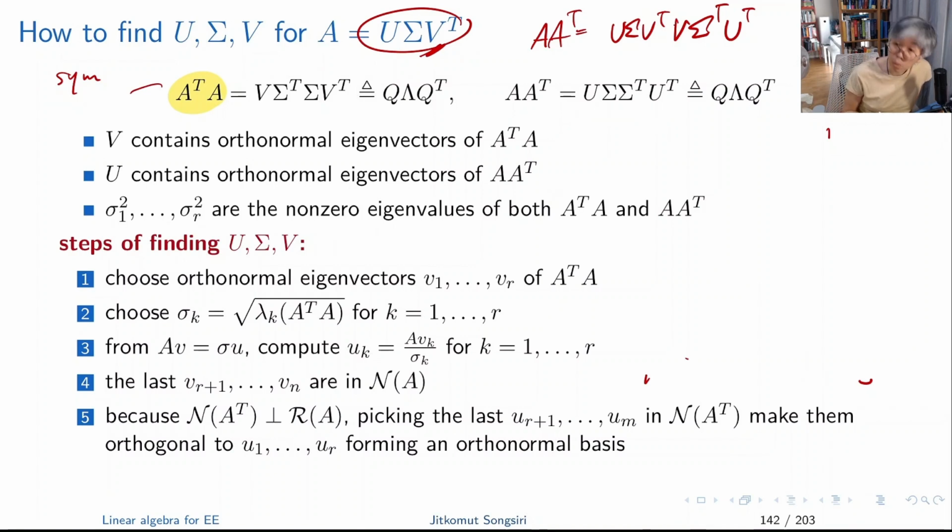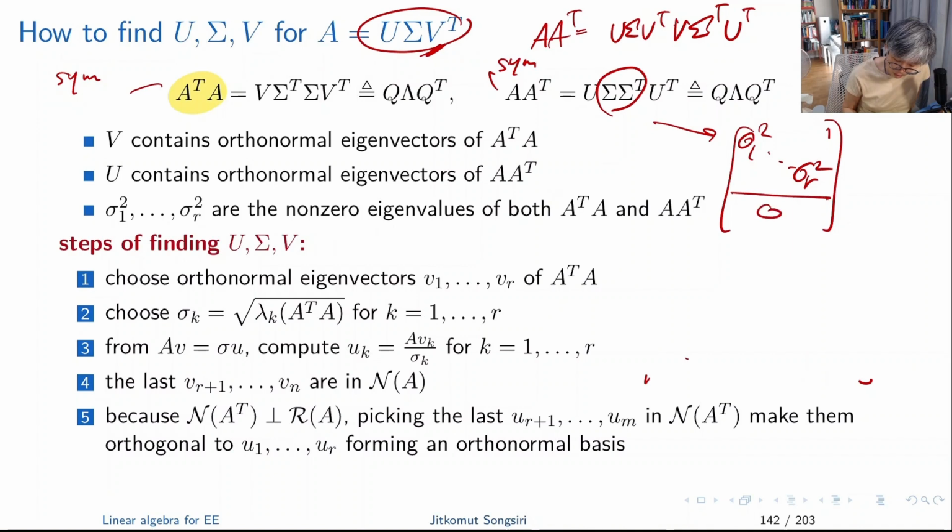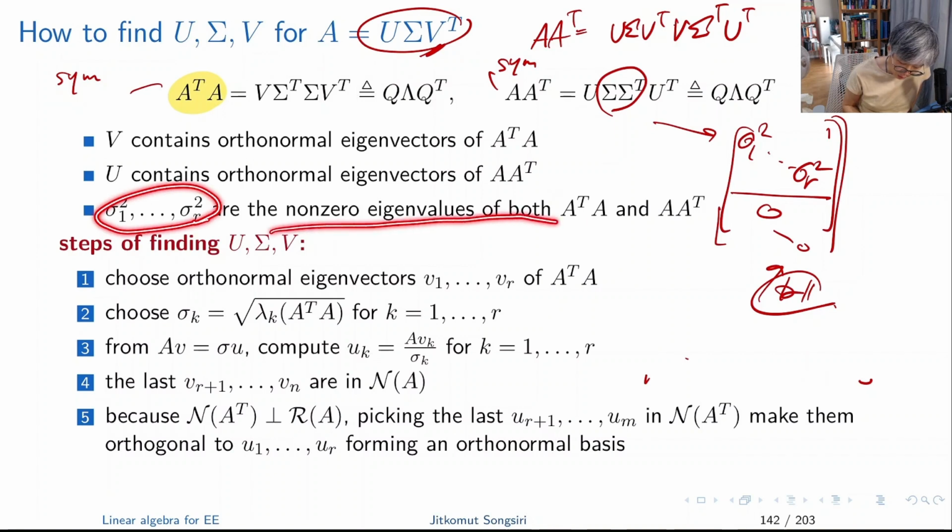What I write here is that because A transpose is another symmetric matrix, it also has another eigenvalue decomposition. So again, I write it as Q lambda Q transpose. You can see that sigma transpose is going to have the same structure, with the little sigma squared. Suppose I write a structure for the tall case. Then we can conclude that the singular values are the non-zero eigenvalues of both A transpose A and A A transpose.